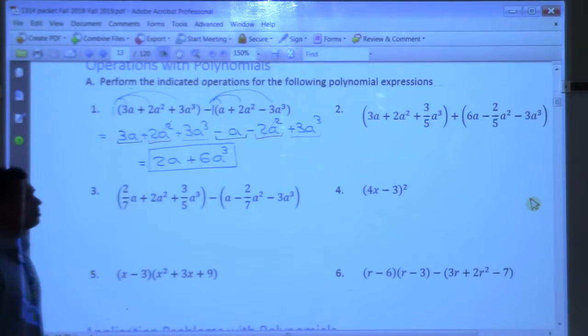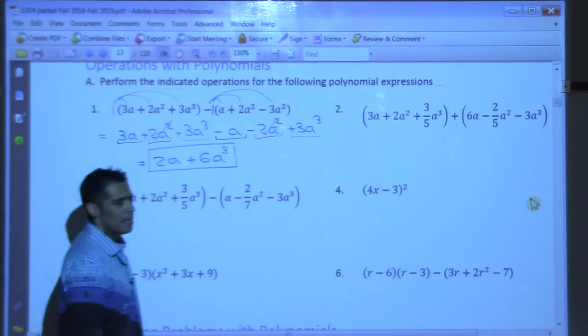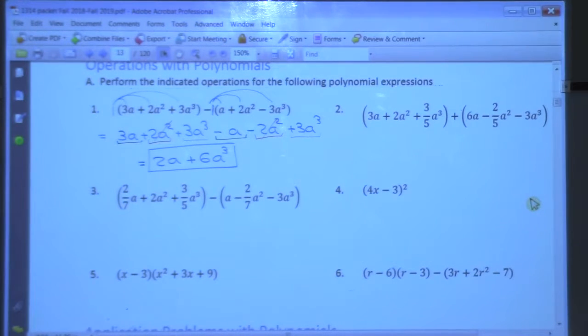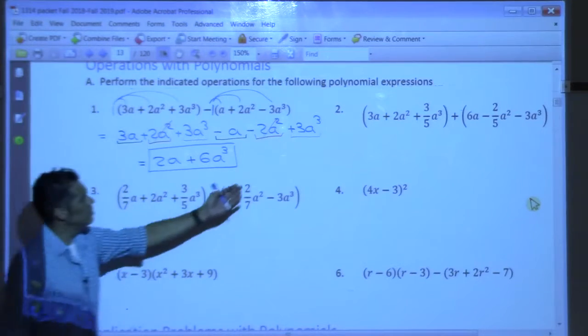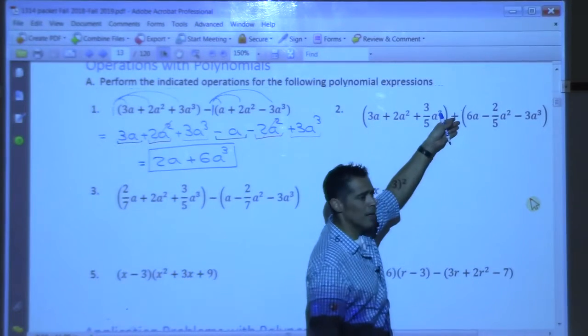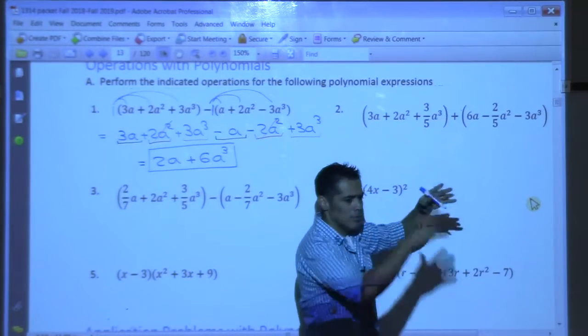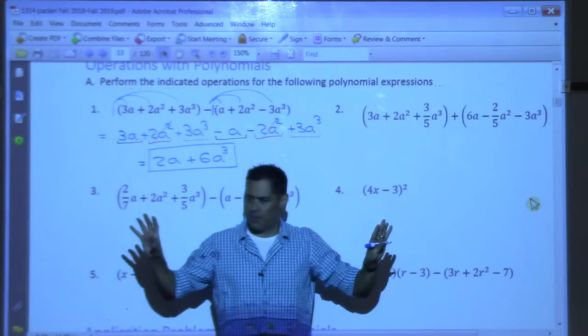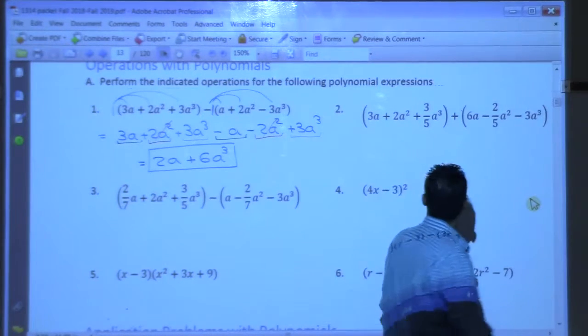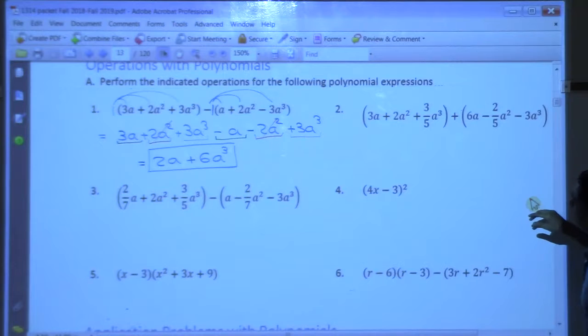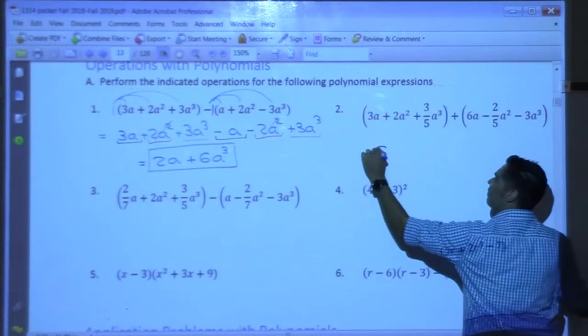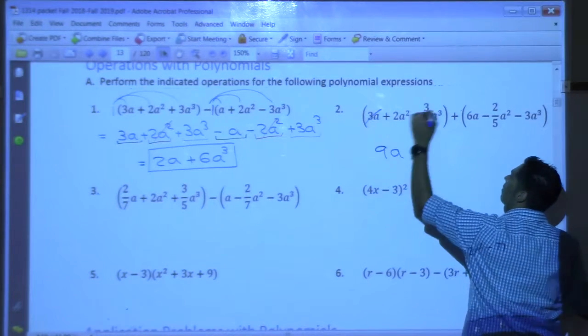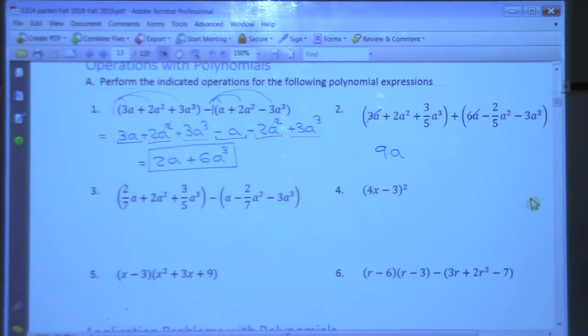All right, on number 2, do we have to worry about distributing anything through, really? On number 2, there's a 1 out here and a 1 out here, right? So when you drop the parentheses, everything just drops, and that's it, right? And then you'll combine. Maybe we can do it without writing too much down. How many a's will you have when you combine those together? 9a. Okay, that'll take care of those. How about a squareds? 1 and 3/5.